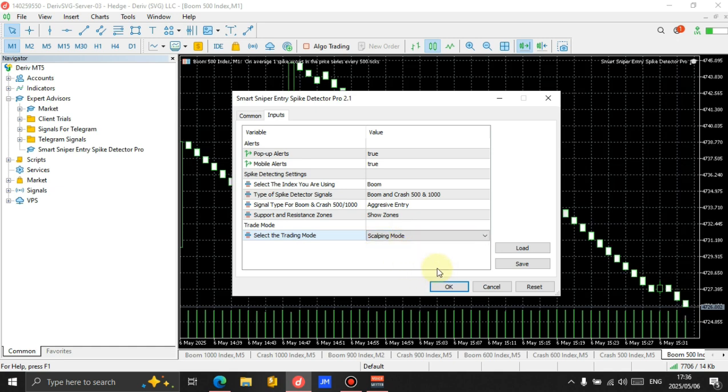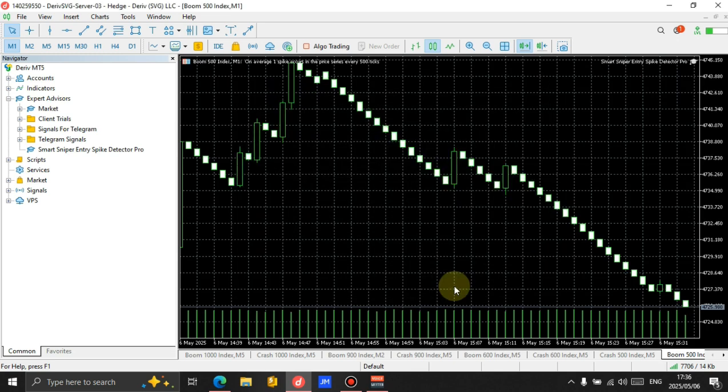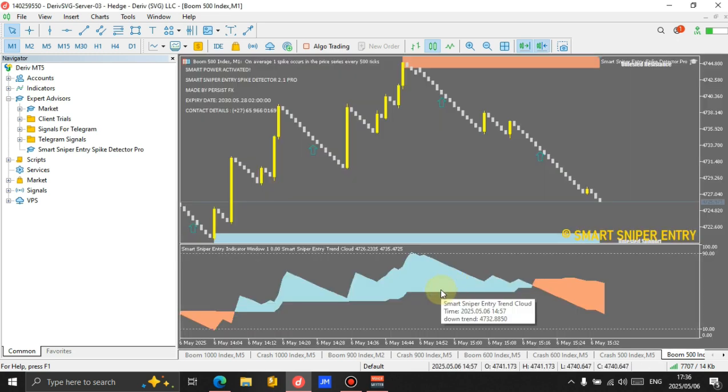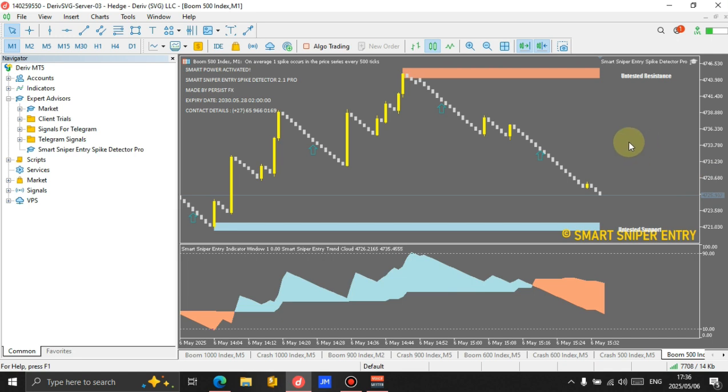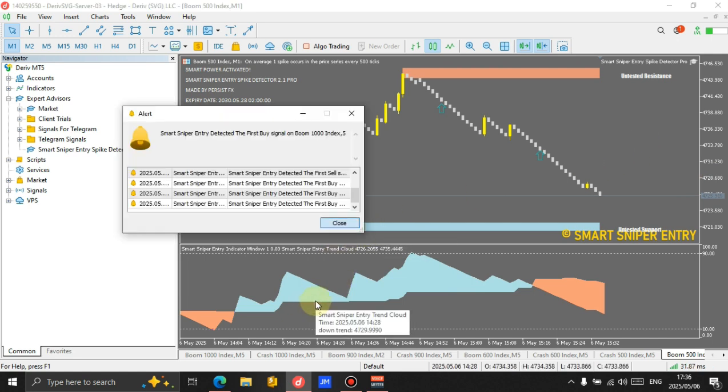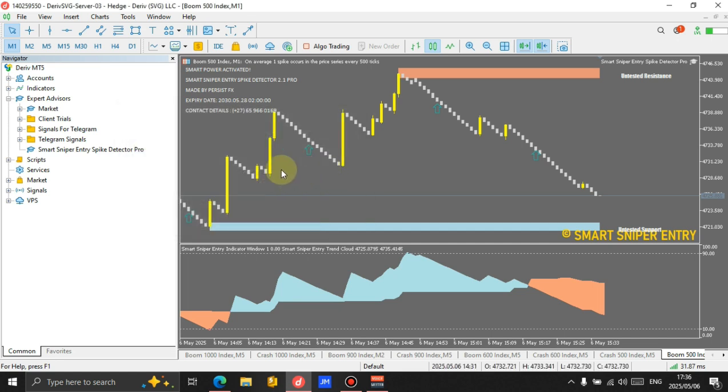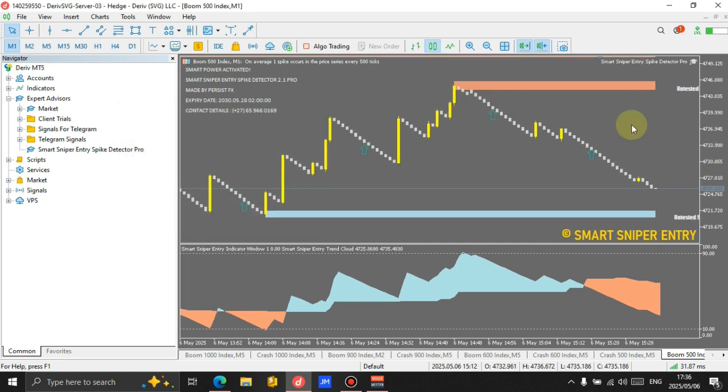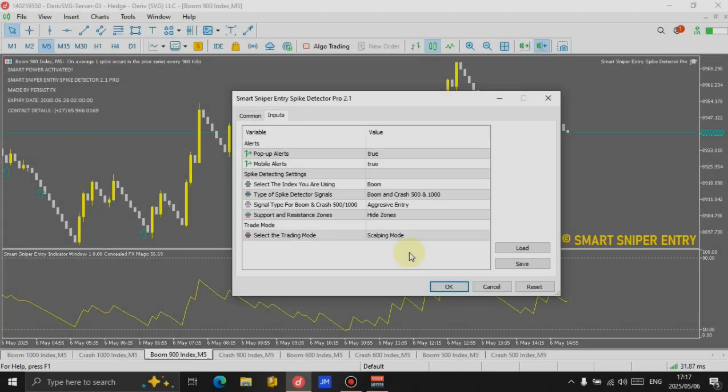Let me show you how the scalping mode looks and how it works. Smart power activated. As you can see, once you select the scalping mode, the Smart Sniper Entry Trend Cloud will be loaded along with the rest of the indicators. The support and resistance zones are loaded as well. So when you load your indicator, in the settings, just make sure that you choose the scalping mode.